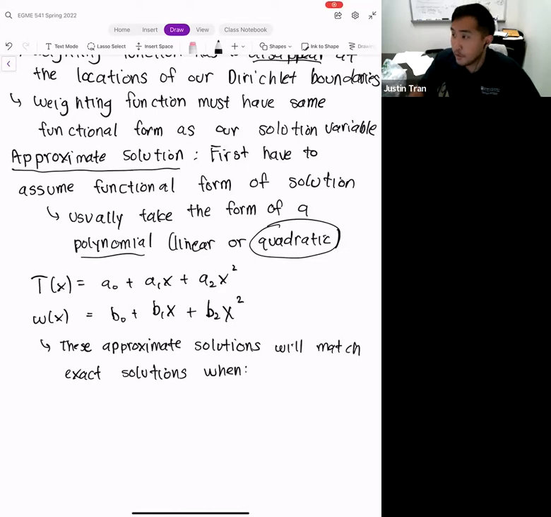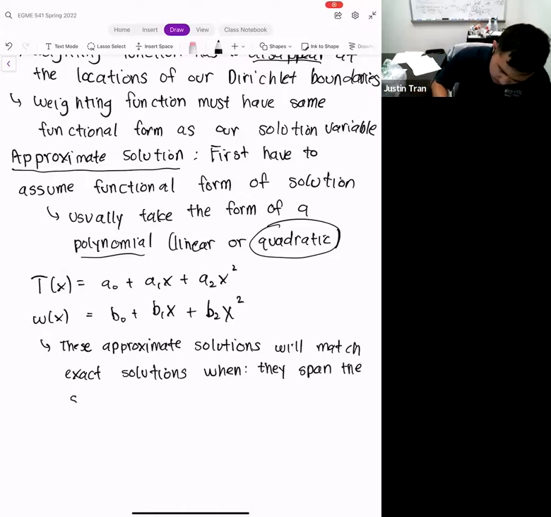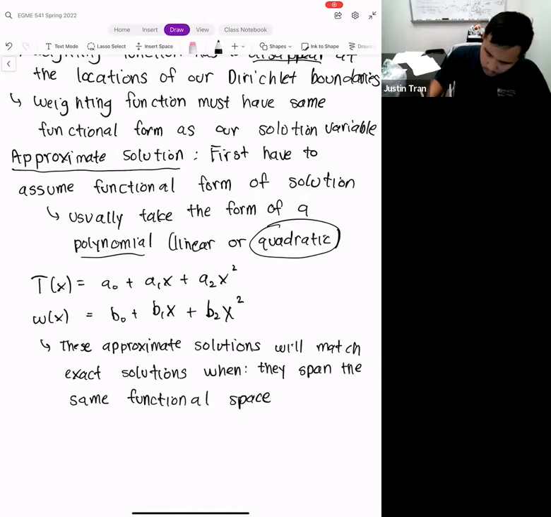In fact, there's a specific case when they do match. Your approximate solution and exact solution will match when, in mathematical terms, we say they span the same functional space. That's a fancy way of saying that if our exact solution has the same functional form as our approximate solution, or contains the same terms, then our two solutions are going to match.